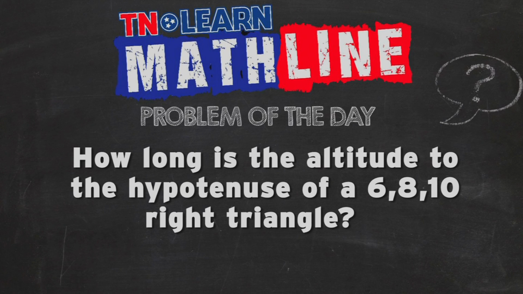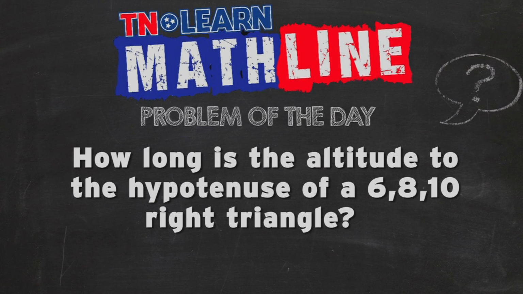How long is the altitude to the hypotenuse of a 6, 8, 10 right triangle? Now this is a little more complicated than many of our problems of the day. We tend to do this at least once a week to stretch the minds of some of you out there who really want to stretch. How long is the altitude to the hypotenuse of a 6, 8, 10 right triangle? The 6, 8, 10 represent the lengths.